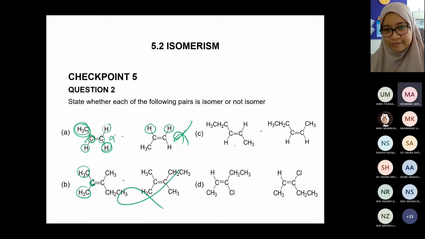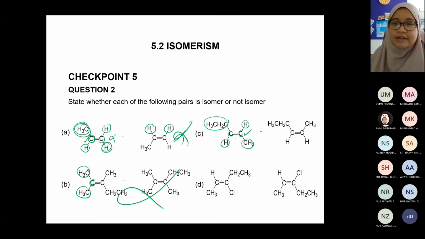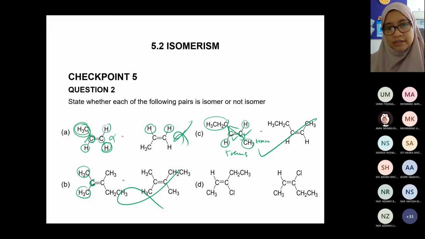Ada ke tak ada? Yes. Okay, you check. C ada H, CH3. Okay, ni lulus. This one dengan this one. Oh, lulus juga. Okay, ada. How about D? Okay, if we have, dia pass, dia ada geometrical isomerism, so we can determine. So this is in trans form. Because the high molecular weight, this is low molecular weight, this is high molecular weight, this is low molecular weight.